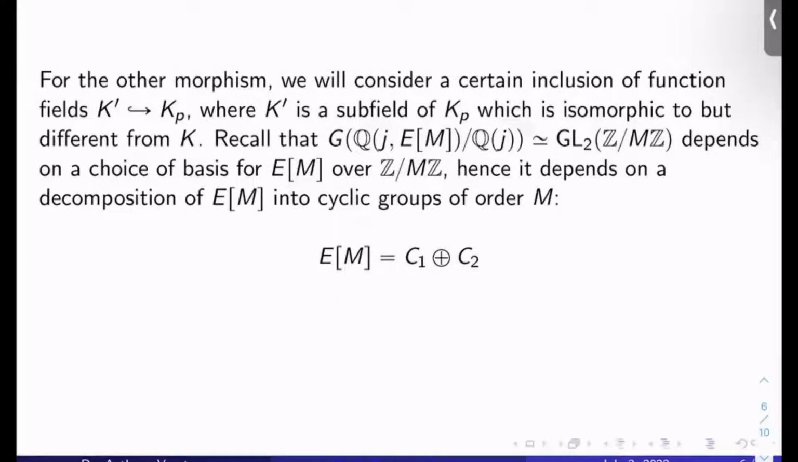You need to recall that the Galois group that we're looking at, the Galois group of Q adjoin J and the M torsion of E, where E is our elliptic curve of J invariant J over Q adjoin J. That Galois group we know is isomorphic to GL2 of Z mod MZ, but this isomorphism is non-canonical. It depends on a choice of basis for M torsion of E over Z mod MZ. In other words, it depends on a decomposition of the M torsion of E into cyclic subgroups of order M, which we'll call C1 and C2. Okay, so that's kind of the setup.